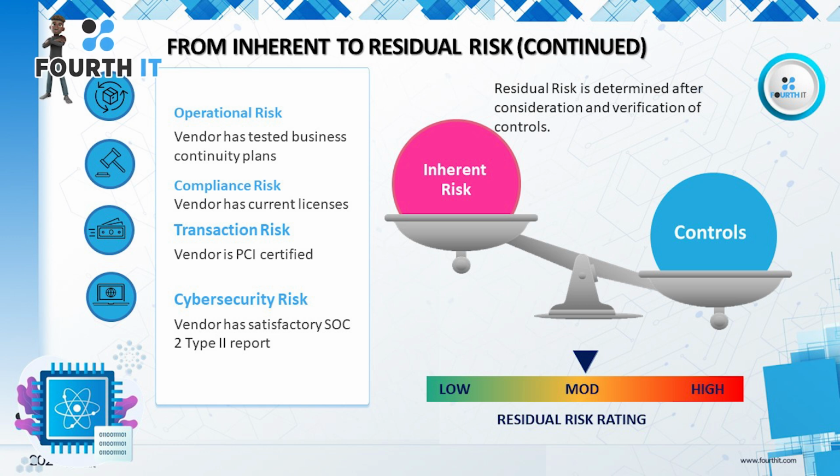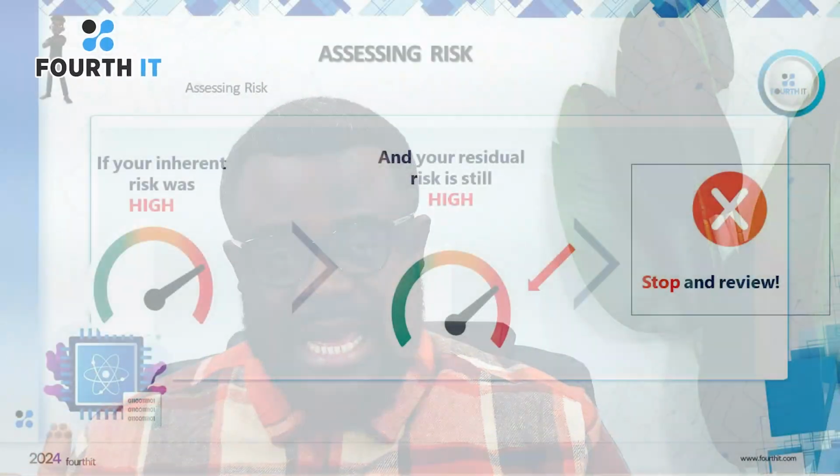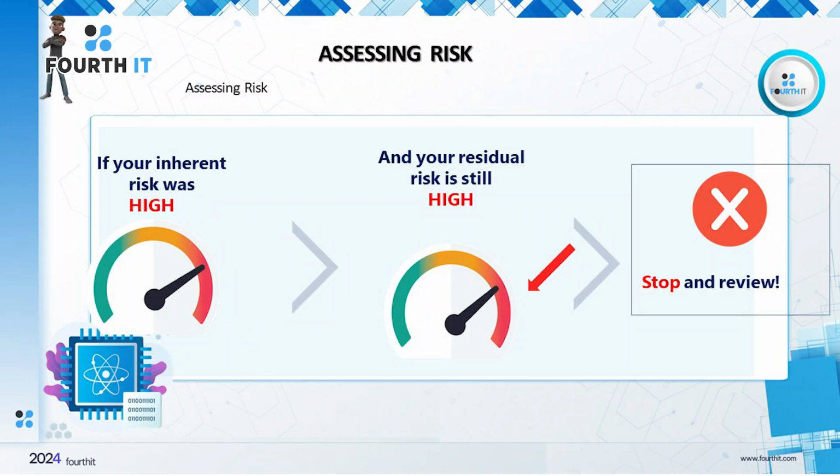Because after they have put controls in place, we want to understand what else we have. That is where the residual risk comes in. In assessing risks, we always say that if your inherent risk is high and your residual risk is still high, you need to stop and have a review of it.